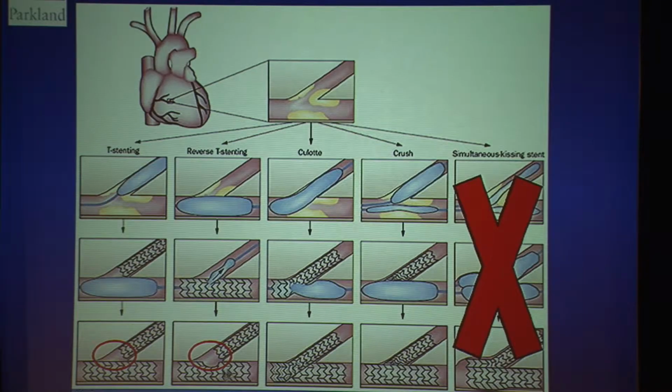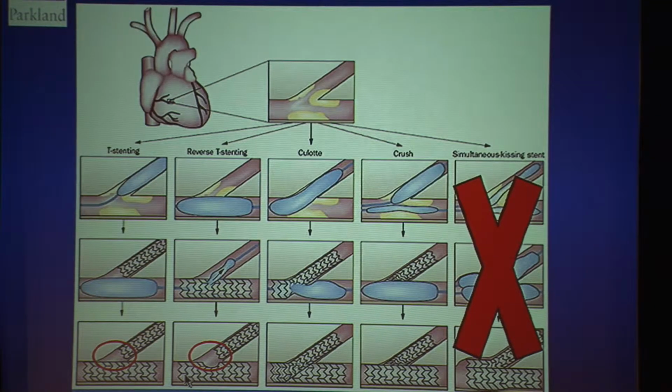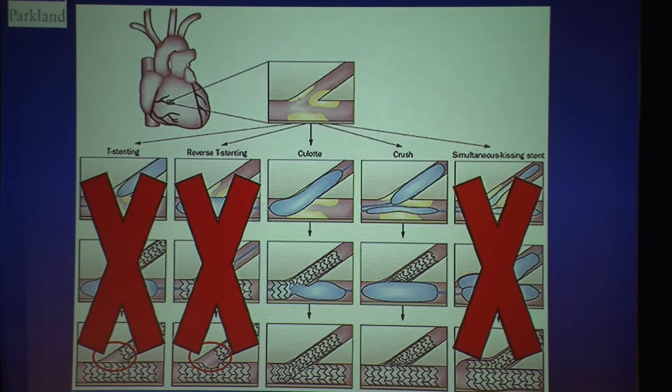These are the various two-stent strategies that you can use. SKS, simultaneous kissing stents, is not a great option here. The problem with the T-stenting strategies is that when you create dissection planes at the bifurcation of these vessels, and you don't have adequate coverage with the stents, then you can have compromised the flow into the side branch, and so these are not great options.